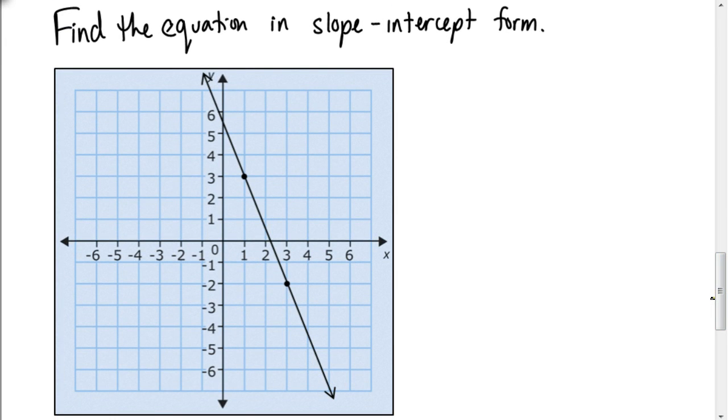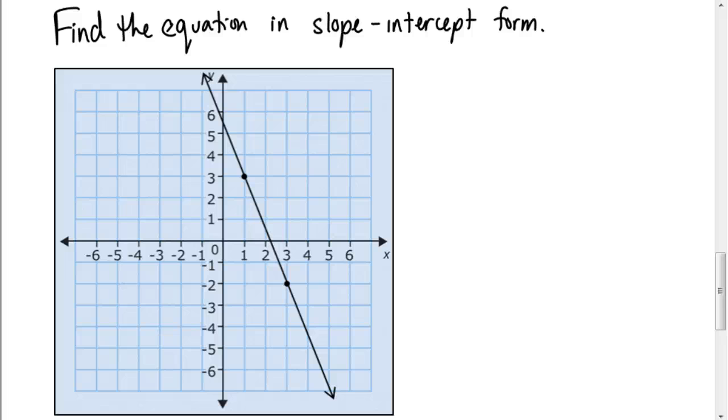So I want you guys to do the same thing. I want you to come up with an equation for this line in slope-intercept form. Again, don't just guess what the y-intercept would be. It looks like it might be at 5.5, but we can't assume that. We have to use the points that they give us, which are the coordinates 1, 3, and the coordinate 3, negative 2. So why don't you take a minute and find the equation for this line. So pause the video and hit play when you're ready to check your answer.